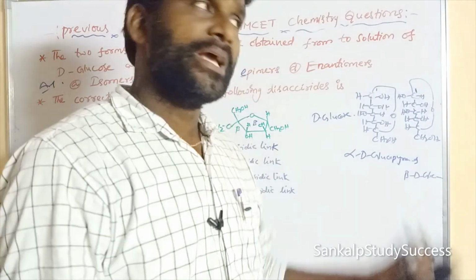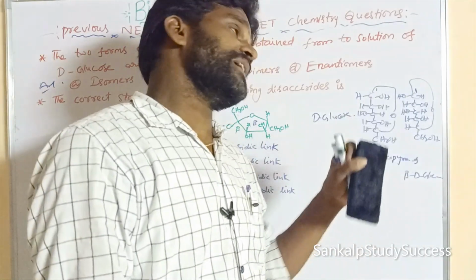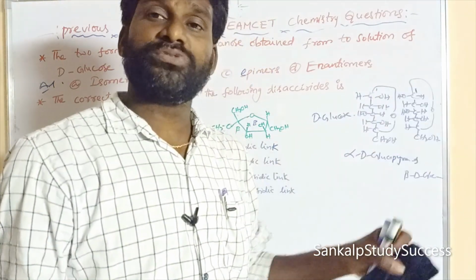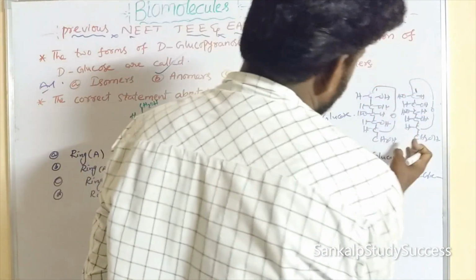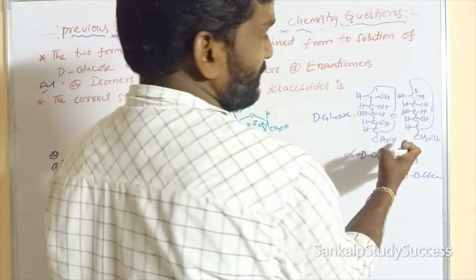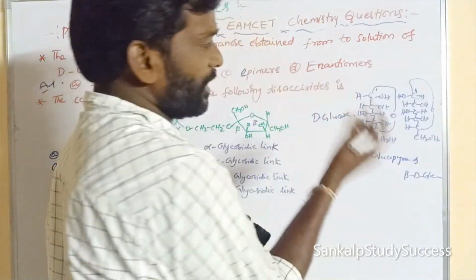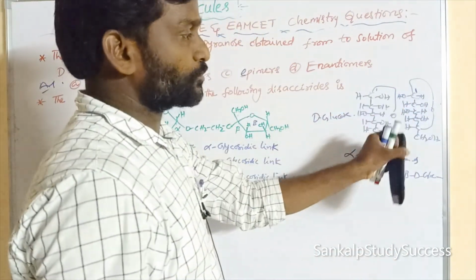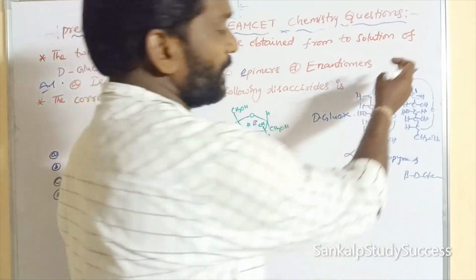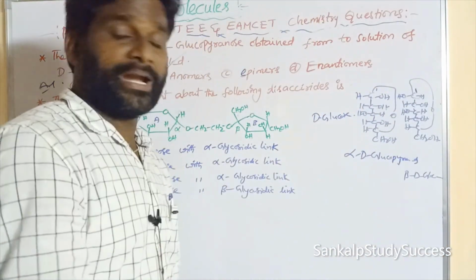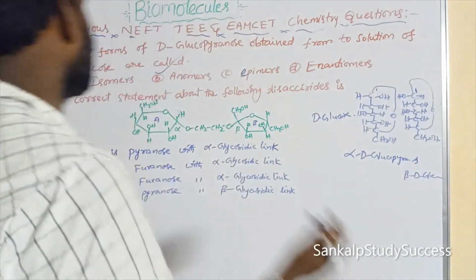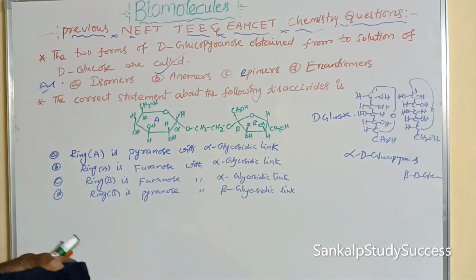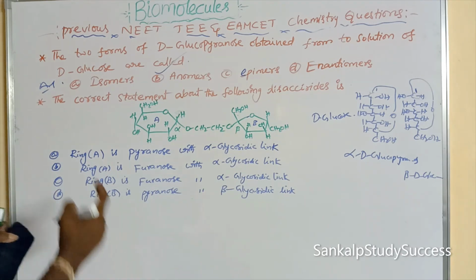What is enantiomers? Enantiomers are mirror images which are non-superimposable. These two are not mirror images and not non-superimposable. So these are not enantiomers. So what is the answer? Anomers is the answer. Next. Okay, next goes to another bit.